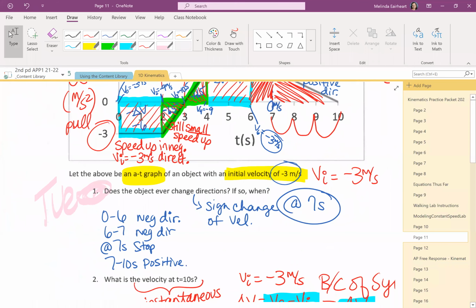Good deal? So we used a lot of area there. Again, area is a change in velocity. You've got to know something about that initial velocity. If you don't know an initial or final at any point, you really can't answer the question. You just know about the changes in velocity, okay?